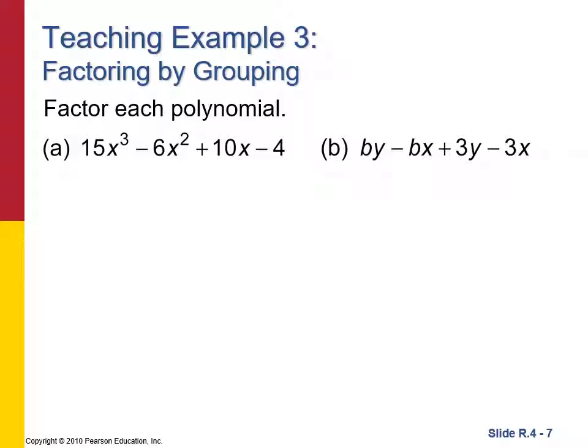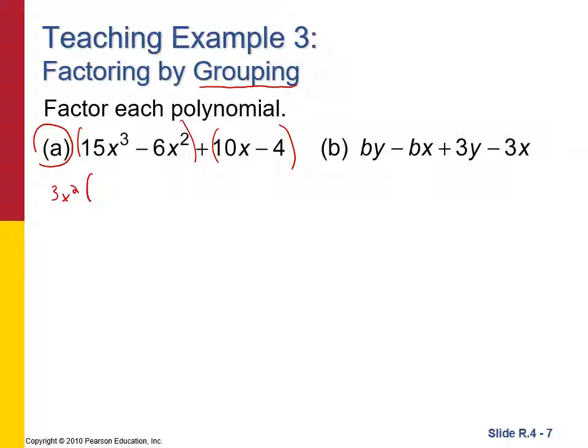All right, let's factor each polynomial. So we're going to do this technique called factoring by grouping. All right, so let's take a look at A. We're going to group this one here and this one here. Okay, let's just do a simple group from each side. All right, so let's take the greatest common factor from this side. So 15x cubed minus 6x squared. Why don't we take out a 3x squared?